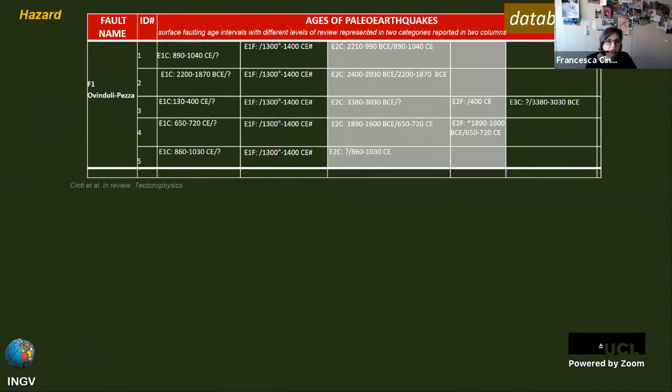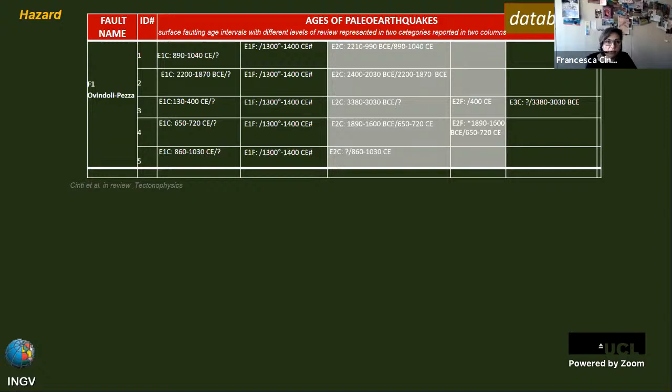So this is the database structure. Actually, it is the core. An example from one fault. This is the Vindolipezza fault, where we have 5 trenches. Each string is for a single trench, and expresses the record of the different histories.